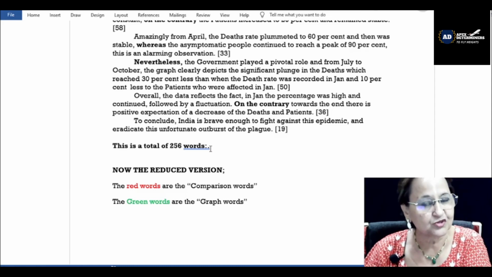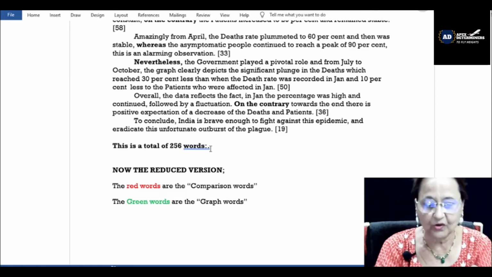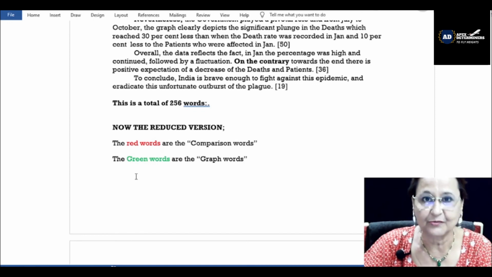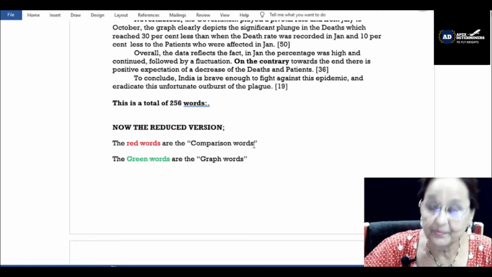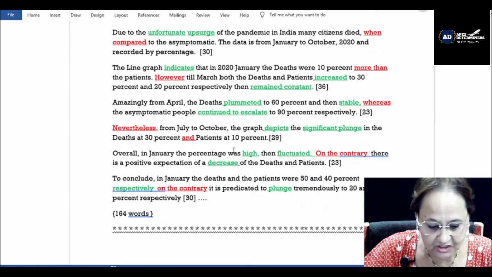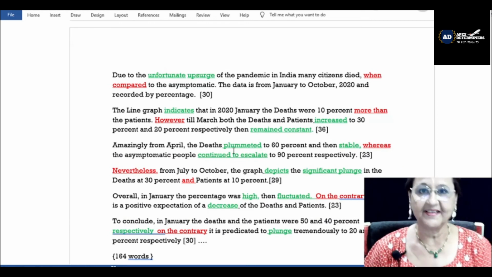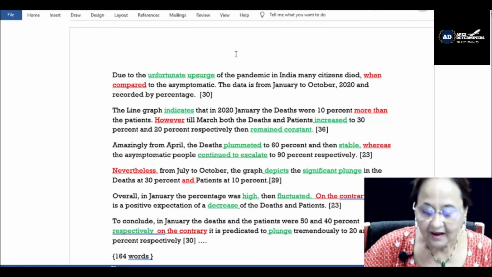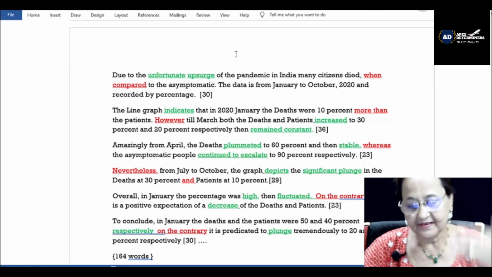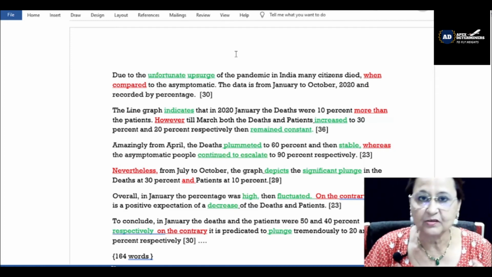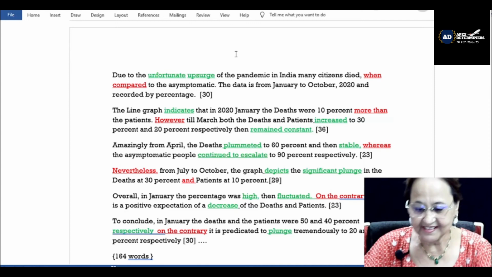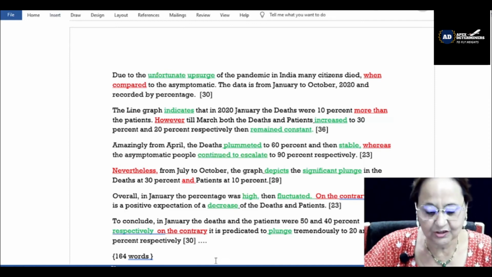That's not what I'm supposed to write. I'm supposed to write just what is mentioned in the graph. So now the reduced version is which I'm going to show you. The red words are the comparison words which are important, and the green words are the graph words. So let's see now how much we can bring it down. Now you have the facility of going back on my video and comparing the elaborated version of the answer to the concise version of the answer. And this is what will definitely get you a 7 band.